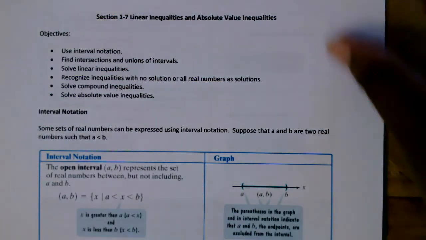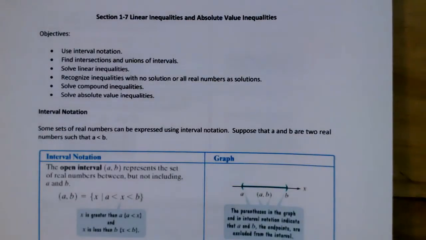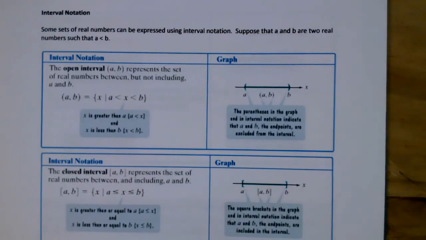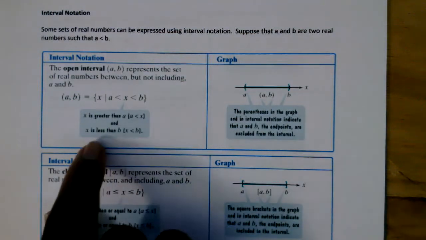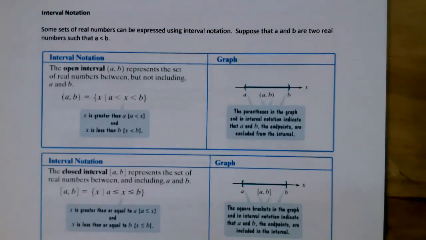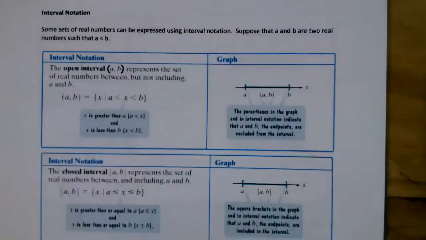Okay. So the first thing we'll talk about in this section would be interval notation. Now, some sets of real numbers can be expressed using interval notation. Suppose that A and B are two real numbers such that A is less than B. Okay, so we'll start with the open interval. Now, the open interval has parentheses like this around the A and the B. That represents the set of all real numbers between but not including A and B.